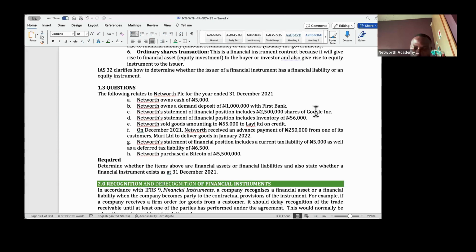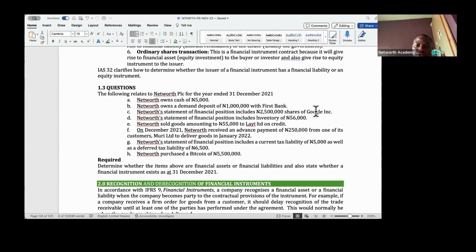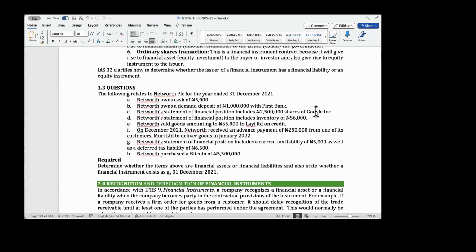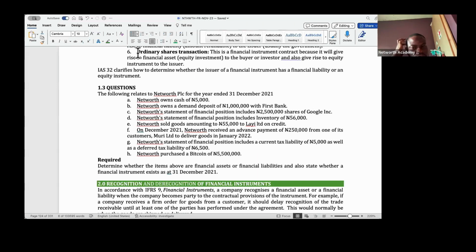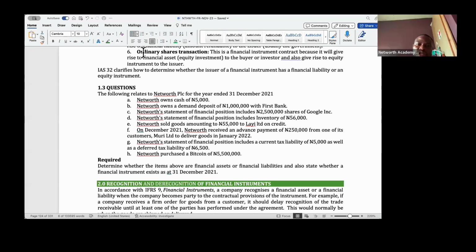Is it a financial asset also, or liability or equity, or how? In Net Worth's book it's an asset. Then in Google's book it will be a liability? No, it won't be a liability. It won't be an asset in Google's book either.